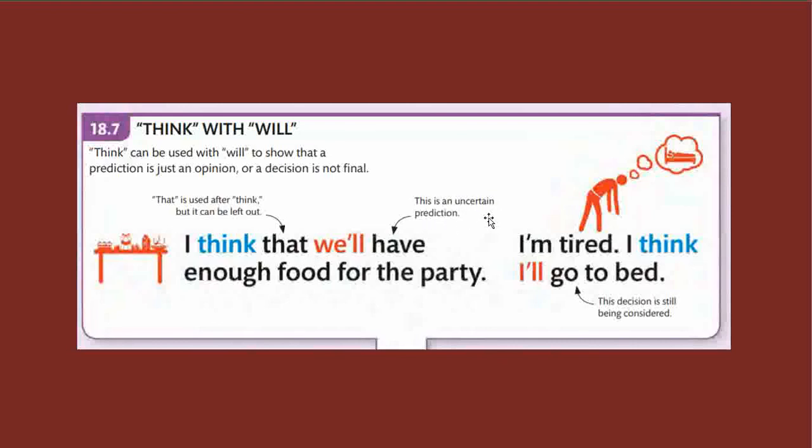This is an uncertain prediction. We will have enough food. Uncertain means you're not very sure about it, so this is just an opinion based on uncertain prediction. I'm tired. I think I'll go to bed. This is also an opinion and uncertain prediction. The decision is still being considered. That means the person has an opinion and the decision is yet to be made. I will go to bed.